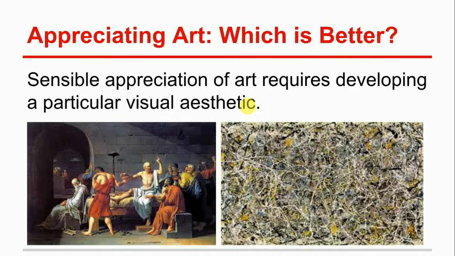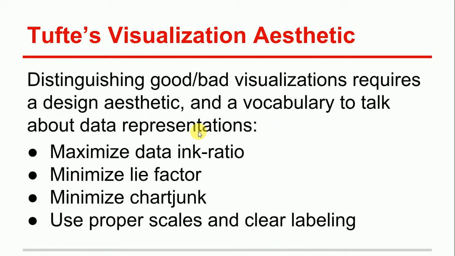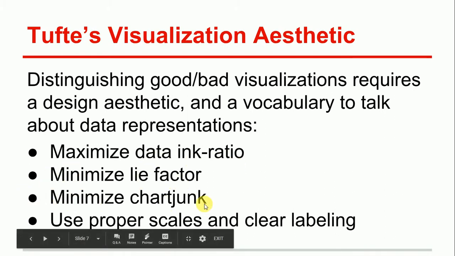Now when you look at art, it does take, and through this lecture we will help you develop, a sensible appreciation of art by looking at what's important and what's not. So the four primary items that we would discuss are maximizing the data ink ratio, minimizing the lie factor, getting rid of any chart junk, and using proper scales and clear labeling.